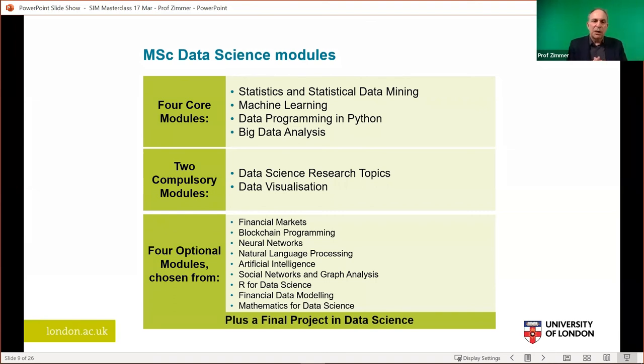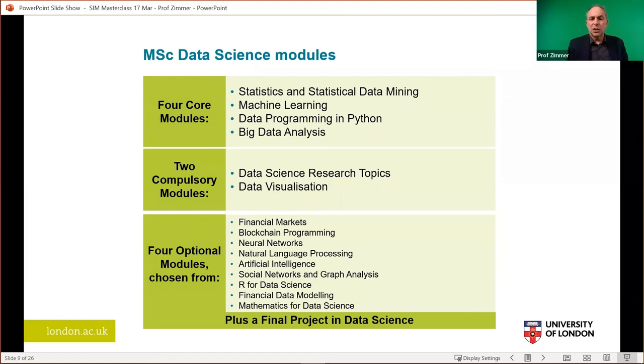Blockchain programming we talked about. Neural networks is really misnamed. It should be called deep learning now. It's evolved into a deep learning module. Natural language processing is a great module, a lot of it's statistical. It's how you actually get real information out of the way people speak, for example.